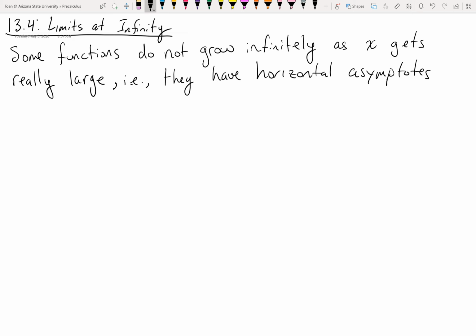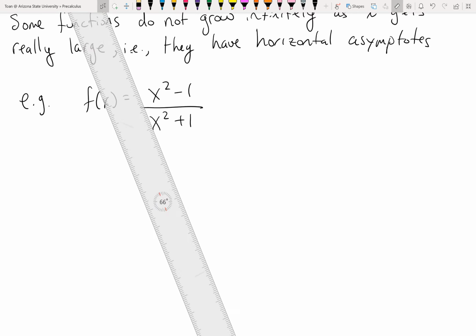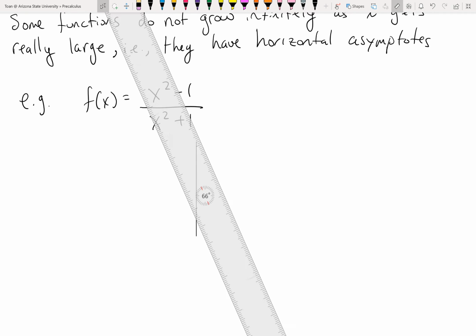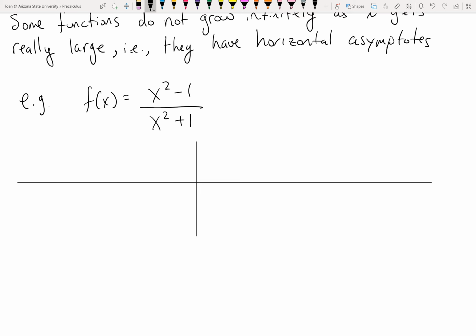And we did see horizontal asymptotes back when we studied rational functions. For example, the function f of x equals x squared minus 1 over x squared plus 1. If you were to graph that, pop into your graphing calculator or go into Desmos, you'll see that it does have a horizontal asymptote. I'm not going to swap back and forth between Desmos and this screen, so I'll do a rough, emphasis on rough, sketch, because my artistic abilities aren't the best. I'm going to use tick marks to make it somewhat accurate. It's going to look something like this.